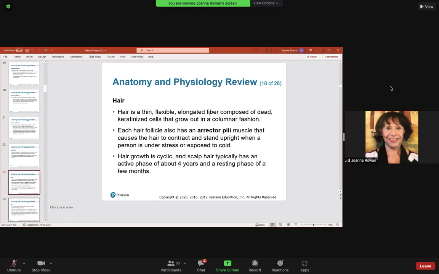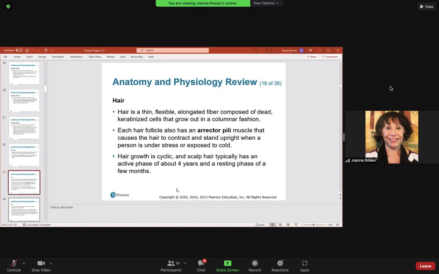Hair is a thin, flexible, elongated fiber composed of keratinized cells that grows out in a columnar fashion. Each hair follicle has an arrector pili muscle that causes the hair to contract and stand upright when a person is under stress or exposed to cold. That is funny. You have seen this in the comics, where the hair just gets really straight up. Hair growth is cyclic, and scalp hair typically has an active phase of about 4 years and a resting phase of a few months.